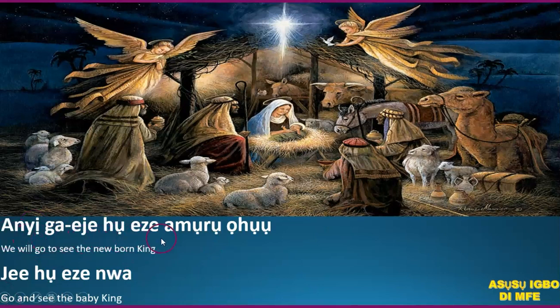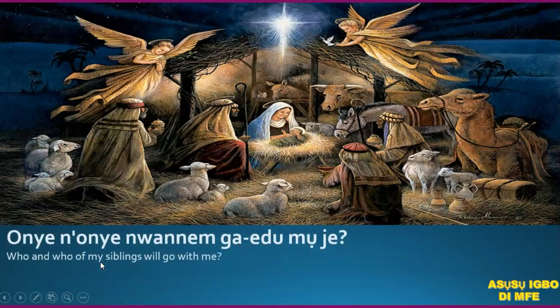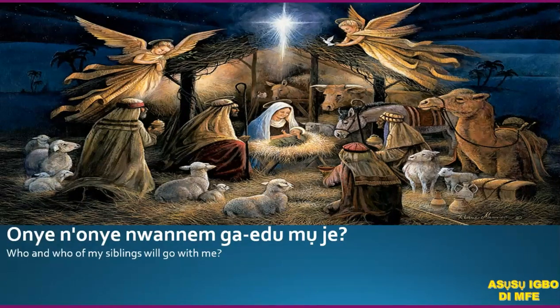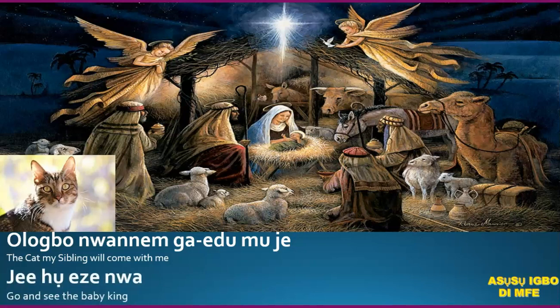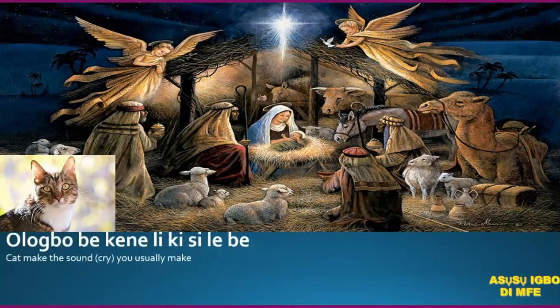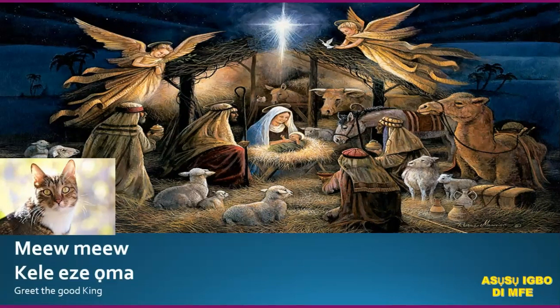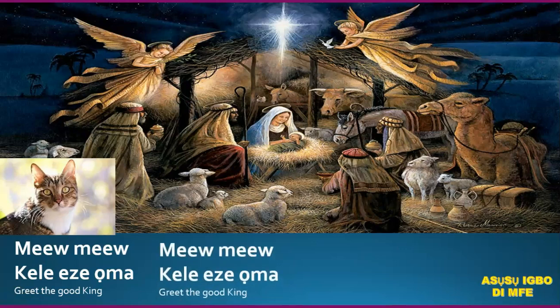Anyị ga-eje hụ eze amụrụ ọhụụ. Je hụ eze nwa. Onye na onye nwanne m ga-edu m je. Je hụ eze nwa. Ologbo nwanne m ga-edu m je. Je hụ eze nwa. Ologbo bekeneli ka isi lebe. Biko be ka anyị nụ. Meow. Meow. Kele zoma.